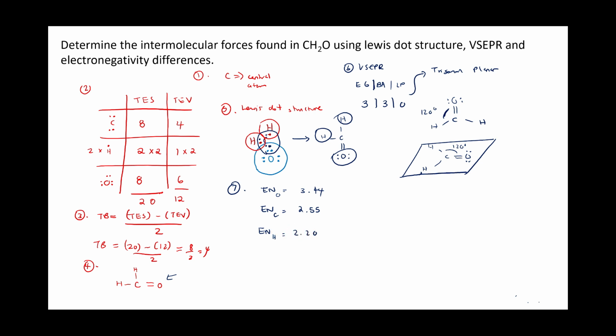Okay. So when we're assessing electronegativity differences, it's always between 2 atoms or elements. And essentially, the only 2 different types of bonds that you can see here are between the carbon and oxygen, and the carbon and the hydrogen. Let's start with the carbon and the oxygen.